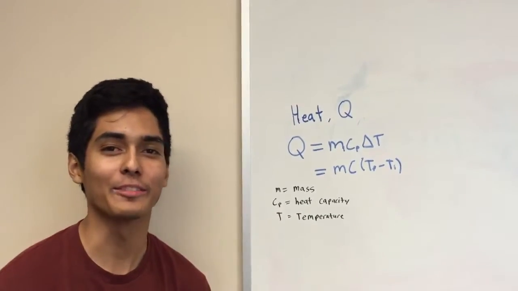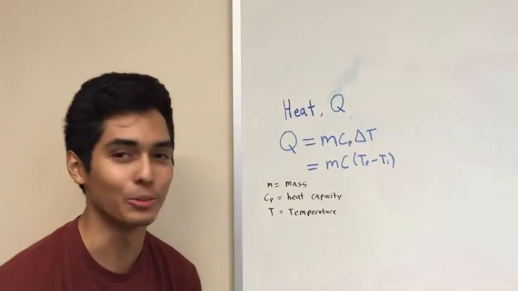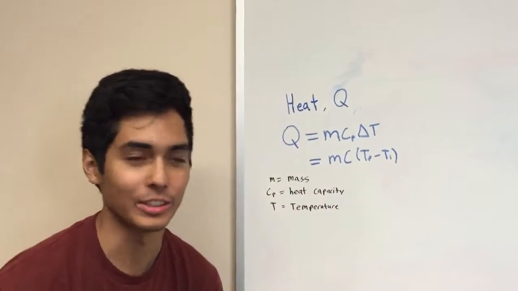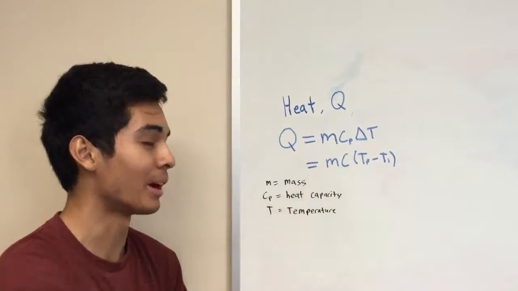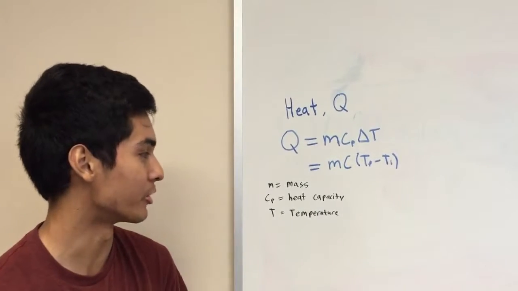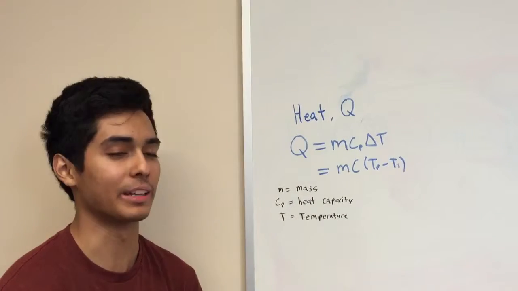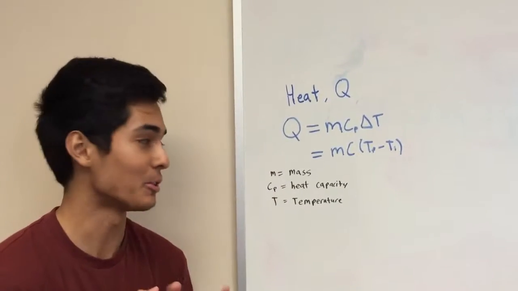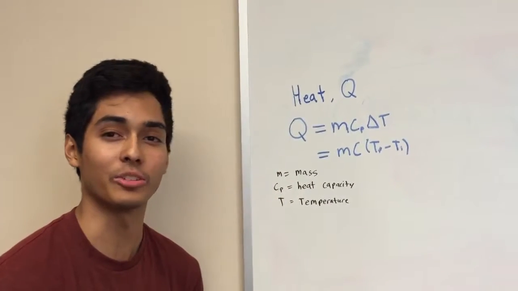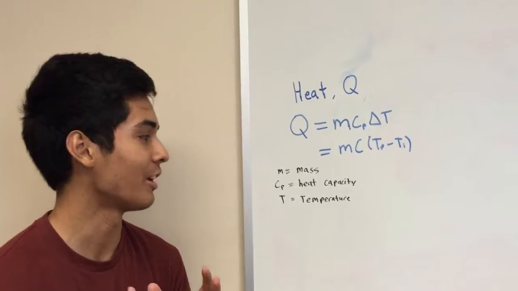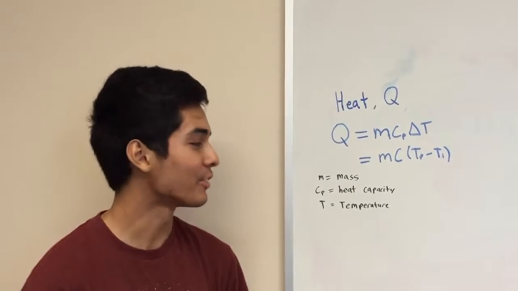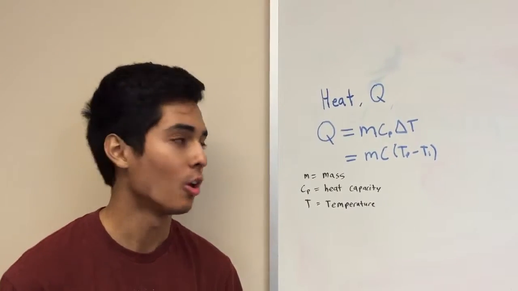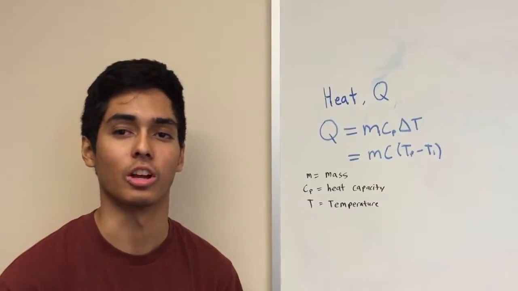Okay, so here we have the equation for heat, which is Q, and it's mcΔT, or mass times heat capacity times your change in temperature. It's just an equation, we're gonna break it down. Alright, so first we have mass, it's how much stuff you have. The heat capacity is how much energy it takes to change that mass's temperature. And last is temperature, which we can either measure or we can think about using logic.